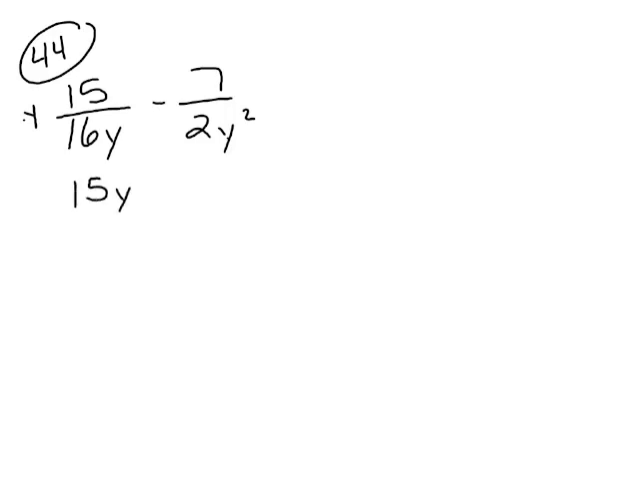So I'll have 15y over 16y squared. What do I need to times my second term by? 8. Okay. Then I'll have minus, what, 7 times 8? Very good, 56. And then 16y squared on the bottom.